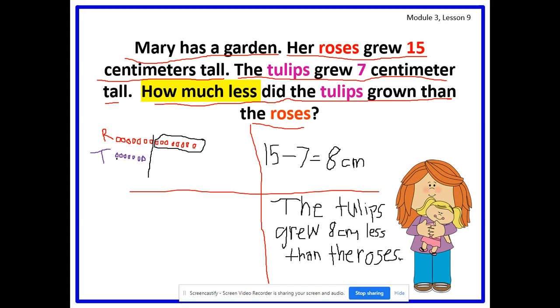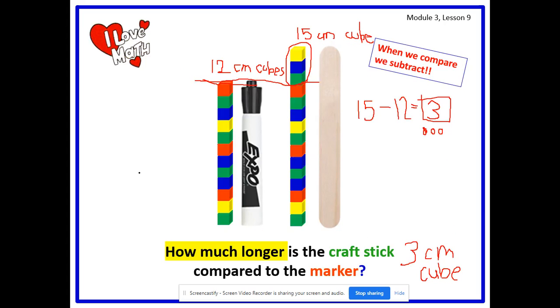You wouldn't say that the tulips grew 7 centimeters less because that's how much they measure. It's not that they grew 7 less. And for the marker and the craft stick, you don't want to say the craft stick is 15 centimeters longer than the marker, because then that would mean that the craft stick has 15 centimeters still on top of this line. And that's not true. The 15 centimeters is just the length. So just remember, when you compare, make sure you subtract.